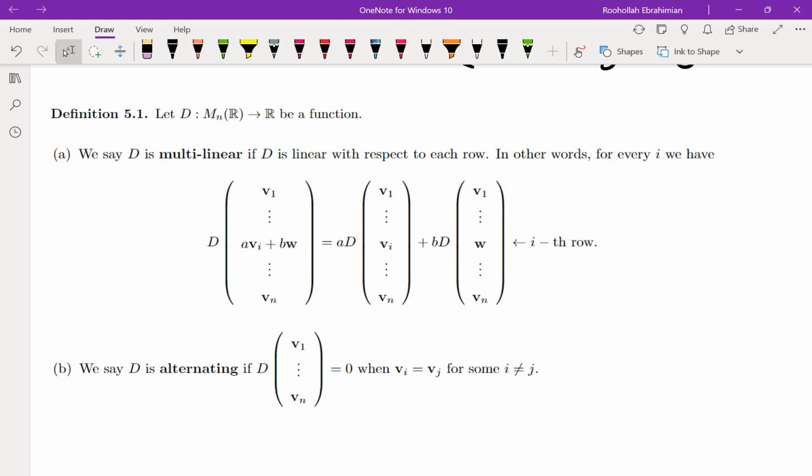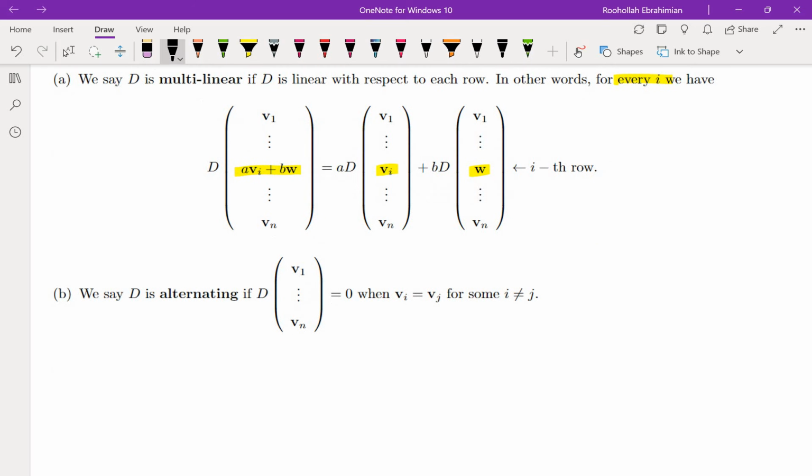It means it is linear with respect to each of the rows. In other words, for every i, we have d of v1 all the way to, if you replace the ith row by a v_i plus b w, you can write it down as a times d of, and then the ith row would be v_i, plus b times d with the ith row as w. So that is linearity with respect to the ith row, and it should be linear with respect to every row. That's called multilinearity, which is a property that we expect the determinant to have.